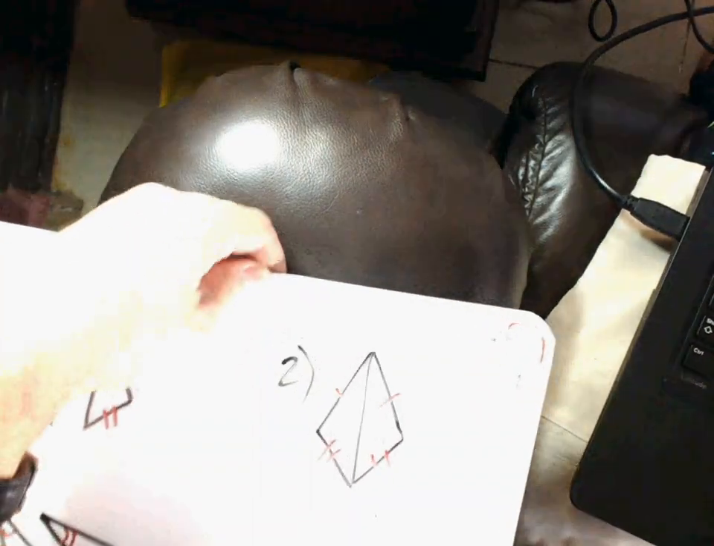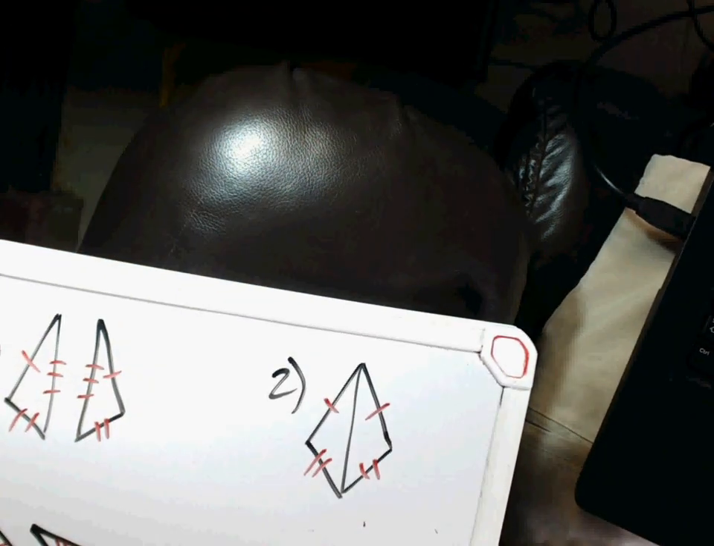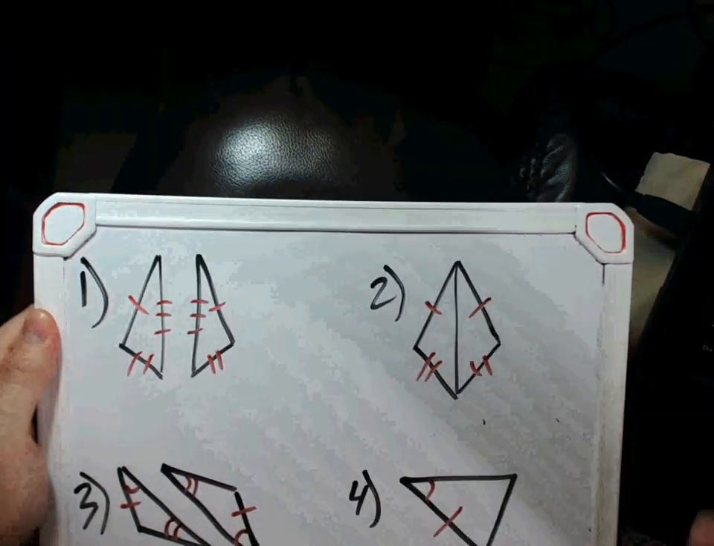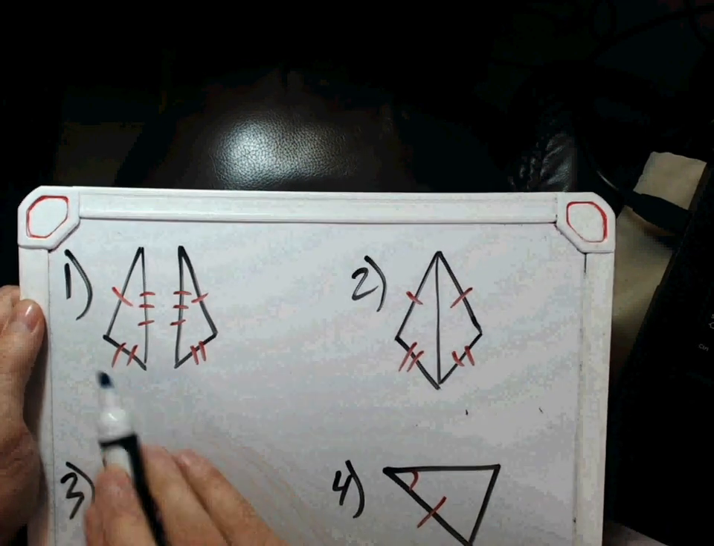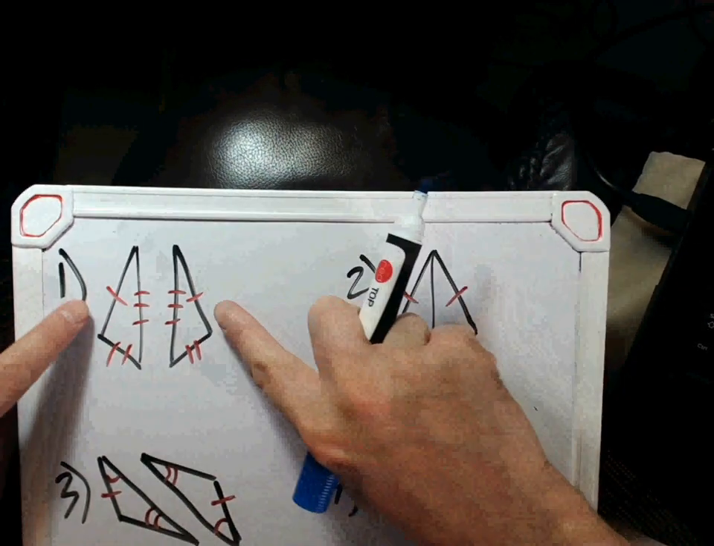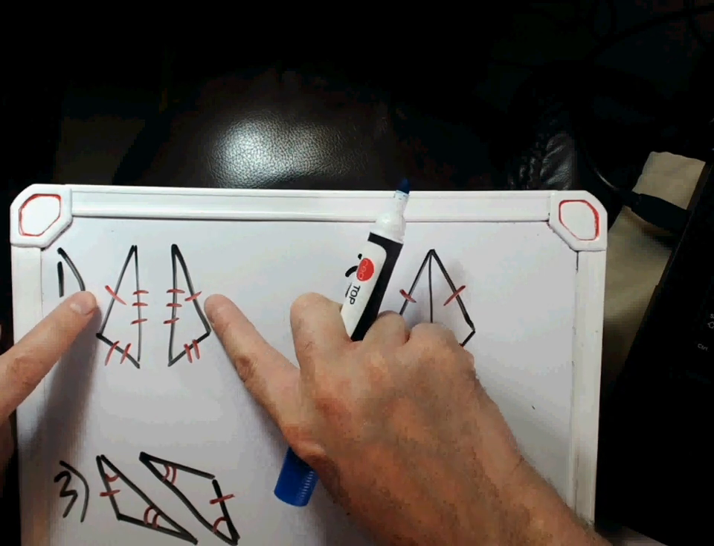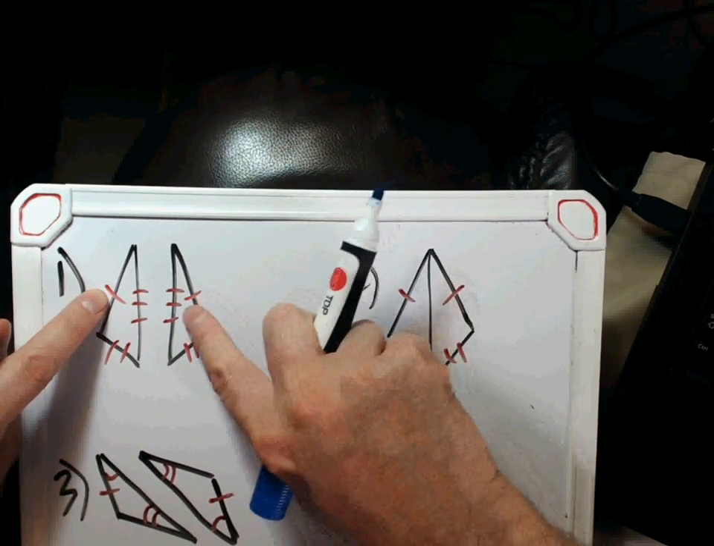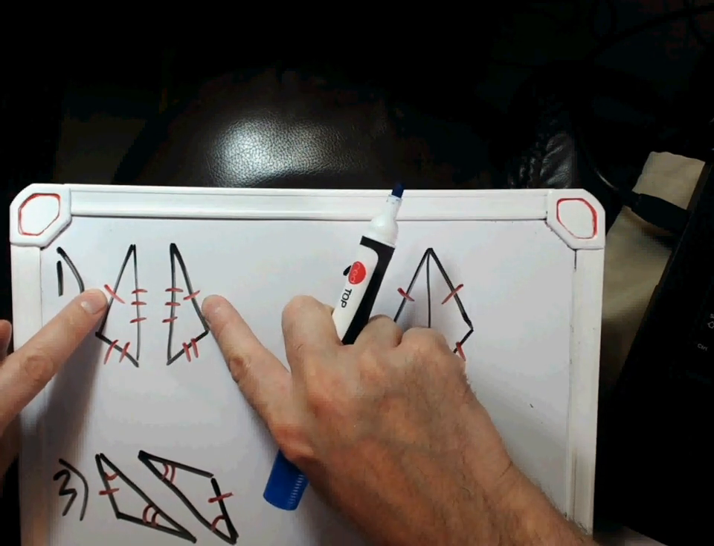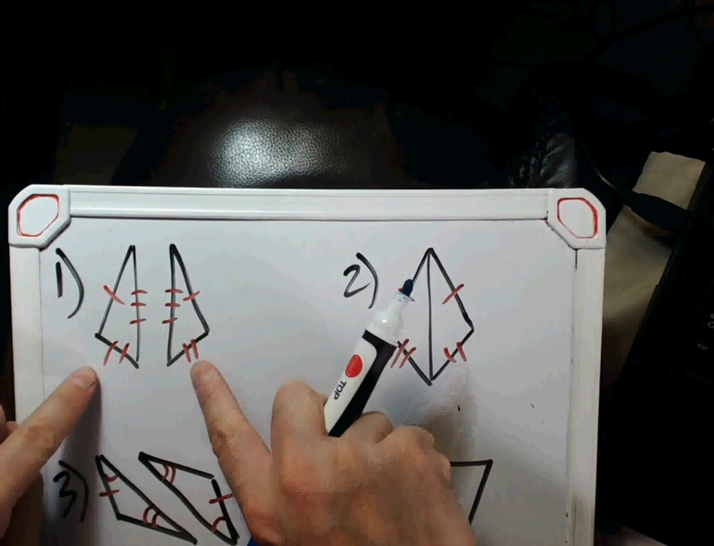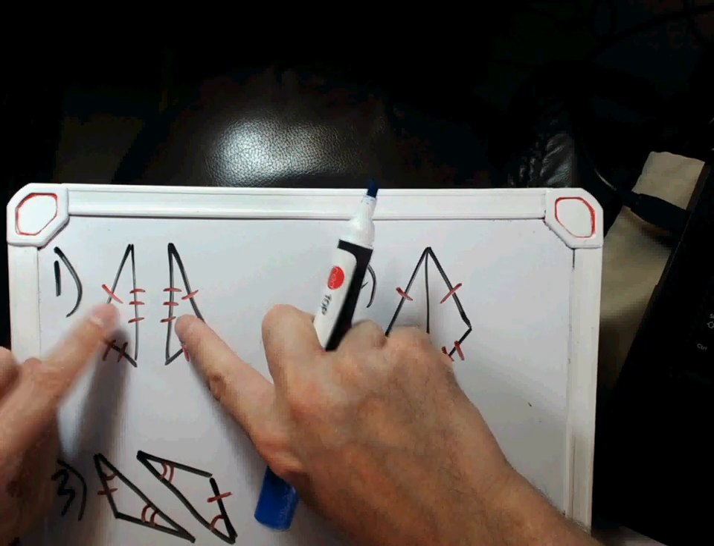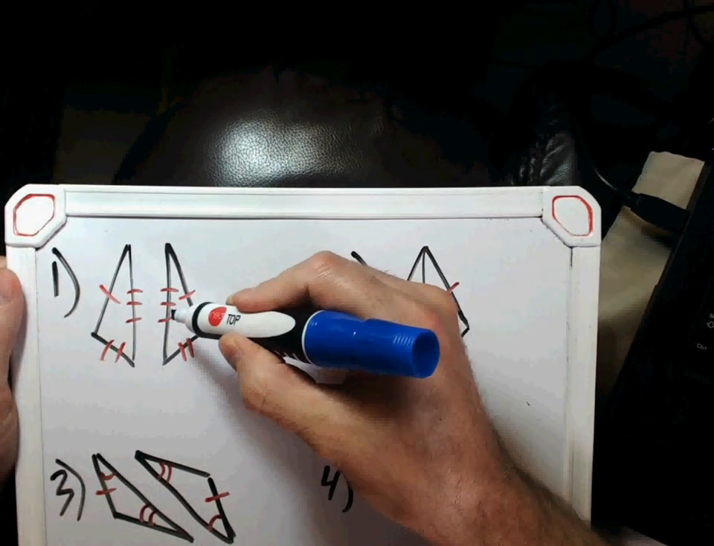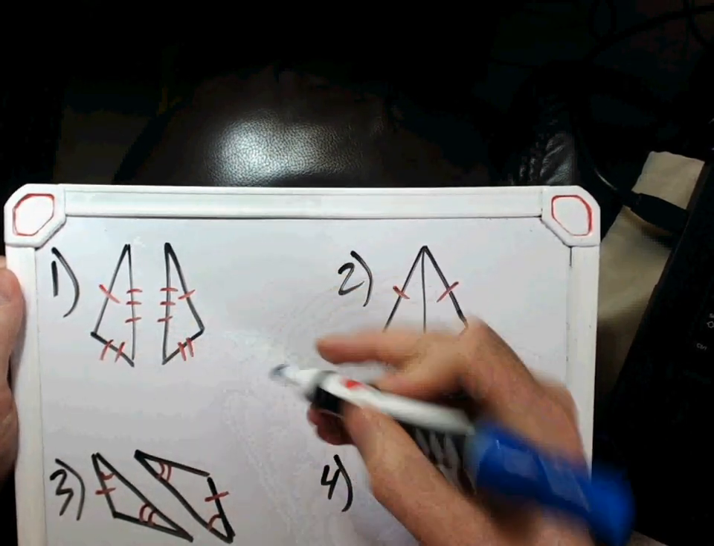Alright, so I have some problems here for you. If you take a look at this first one here, we have two triangles, and you can see these markings. This means that this side is congruent with this side. That's what that one dash means. These two means this side is congruent with this side, and this side is congruent with that side.